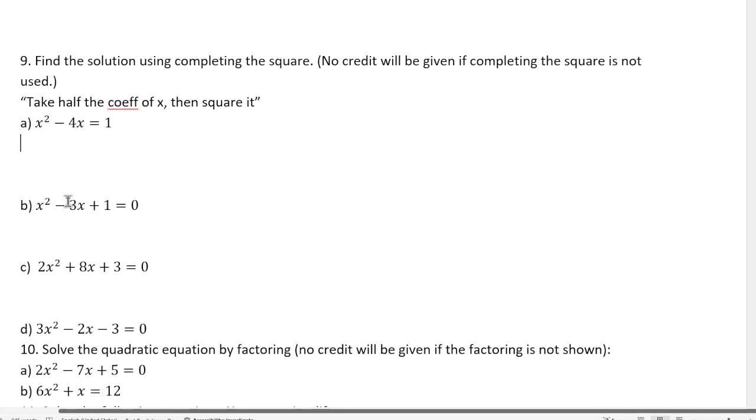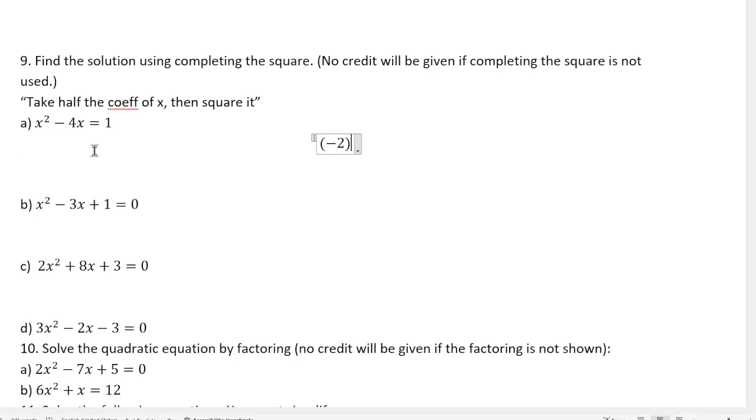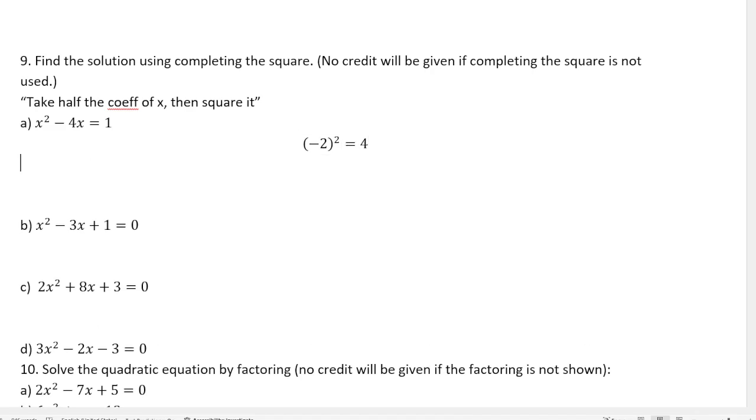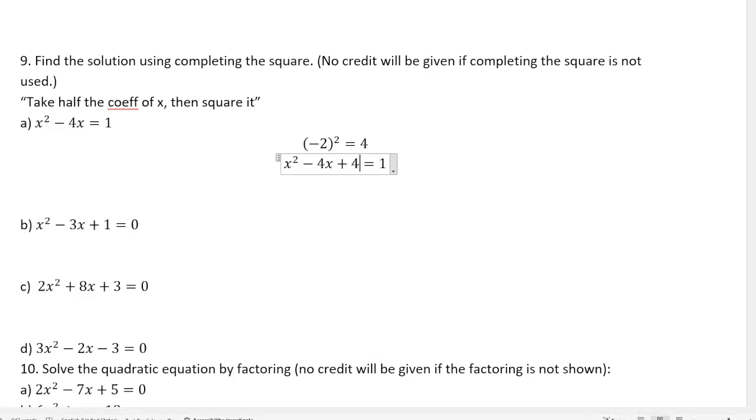Okay, so first, what is half of the negative 4? That's negative 2. So you have negative 2 as the half, and if you square this, you get positive 4. So that's why you have to add to both sides. We're going to add 4 on this side, add 4 on the right side.